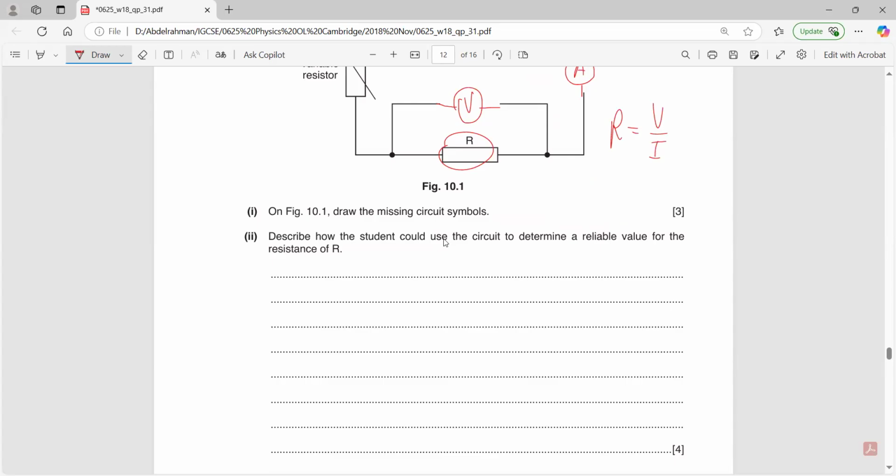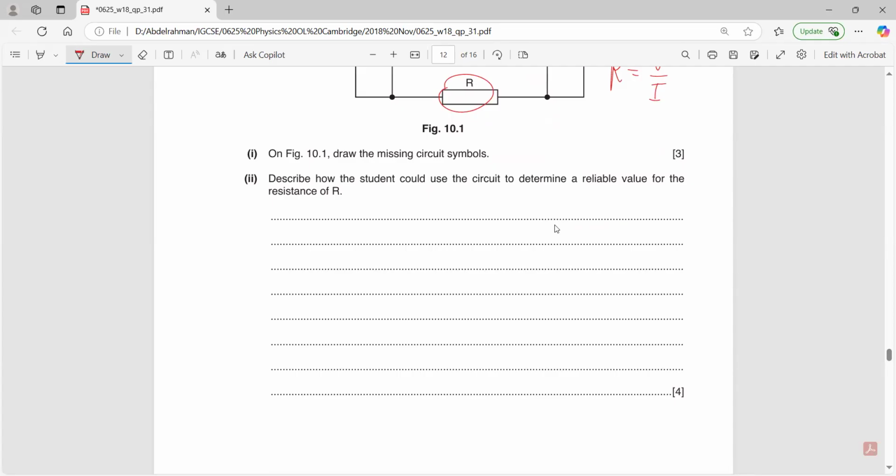This is more of a paper six question, where you repeat, but using different values of the voltage and different values of the current. So first of all, you close the switch, and then change the resistance of the variable resistor.